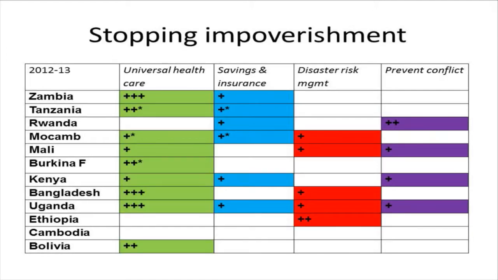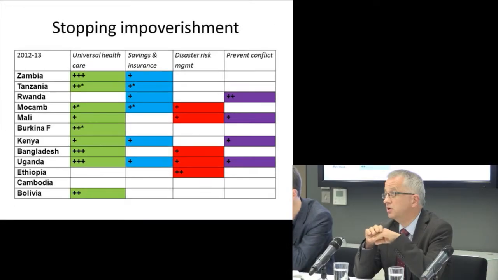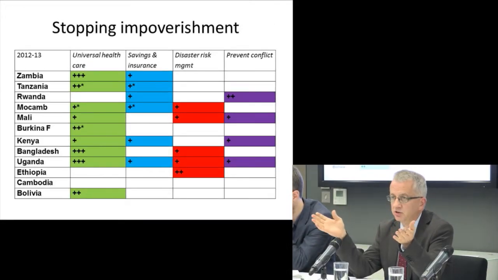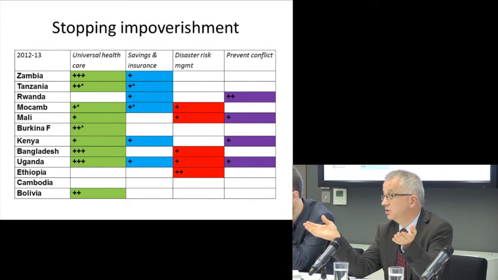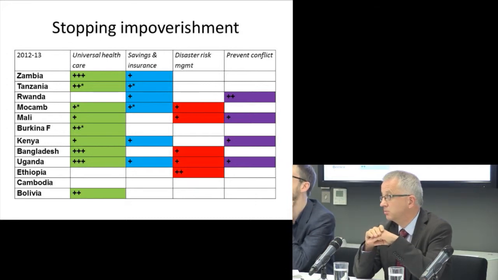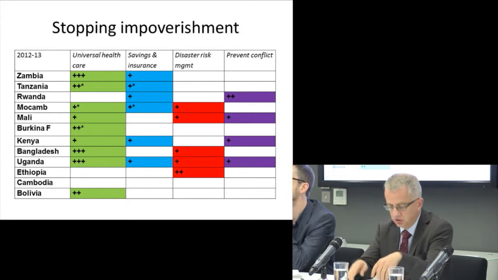Stopping impoverishment, not so many interventions here, as you see. Healthcare strongly, but the other parts of it, savings and insurance in financial development schemes, or disaster risk management, or preventing conflict. Of course, preventing conflict, you need a conflict to prevent, so you should probably not do that everywhere. But disaster risk management would be relevant in many more countries than these.